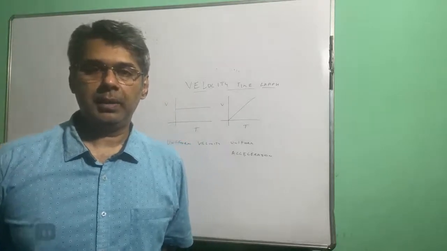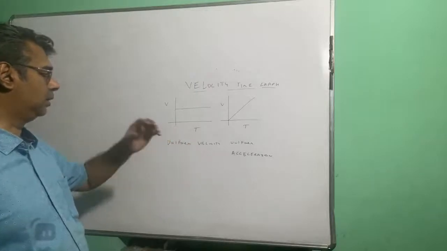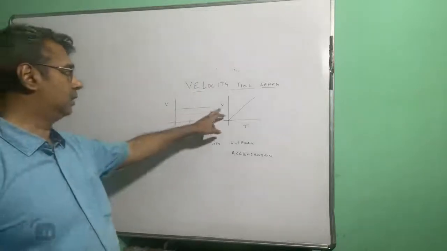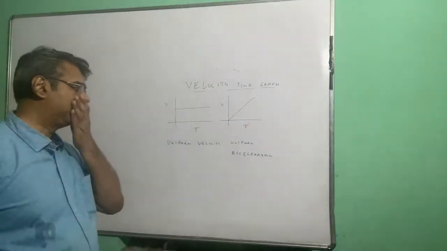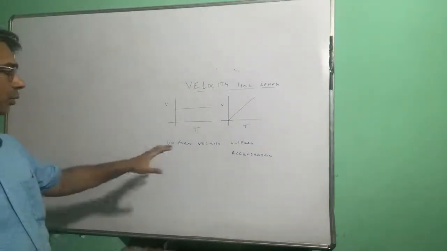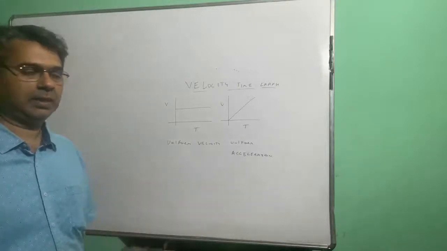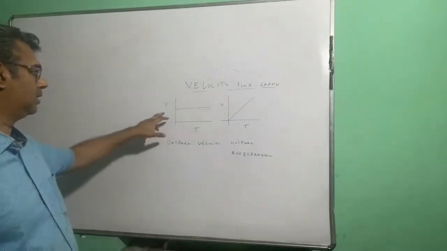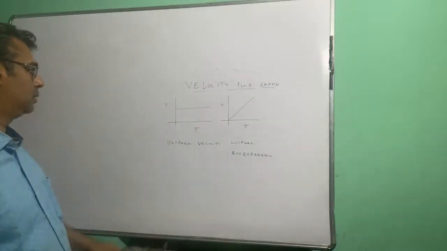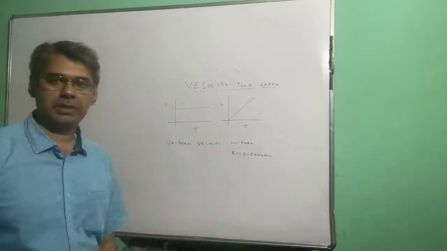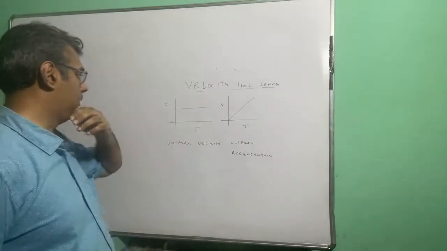Now, for velocity time graph, there are two types. One is velocity time graph for uniform velocity, and the other is velocity time graph for uniform acceleration. So why is this the graph for uniform velocity, or rather how do we say that this is the graph for uniform velocity? You can see that the graph is horizontal, it's a straight line. That means the velocity is constant, it is uniform. So this is the graph for uniform velocity.